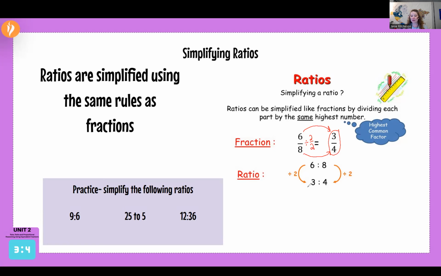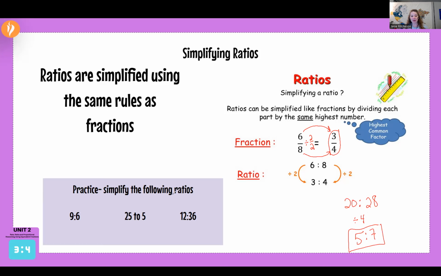Even if my ratio is written with a colon, I'm still going to use the greatest common factor in order to simplify ratios. So we would think of this, what is the greatest common factor of 20 and 28? So that would be 4, right? So 20 divided by 4 is 5, and 28 divided by 4 is 7. So 20 to 28 simplified would be 5 to 7.